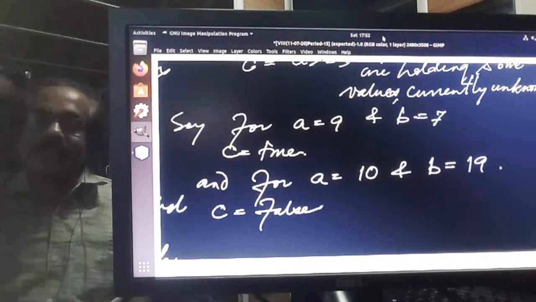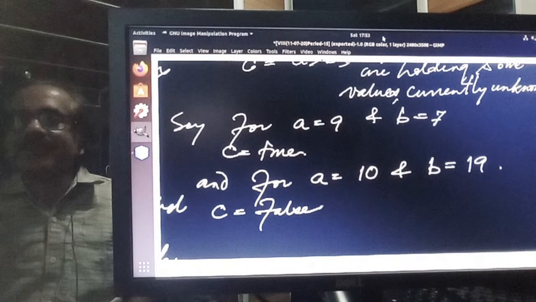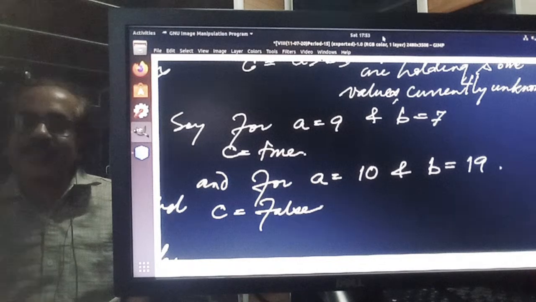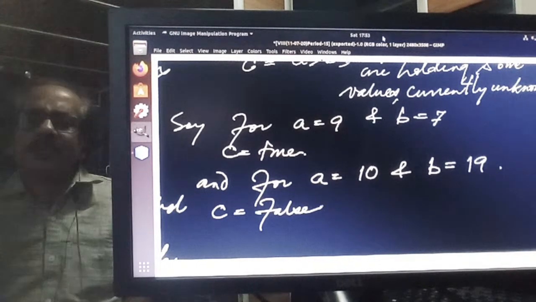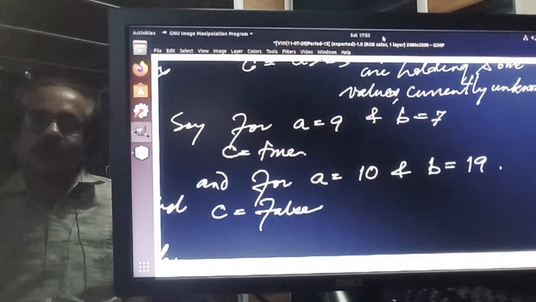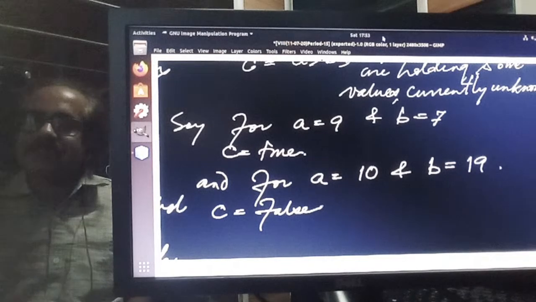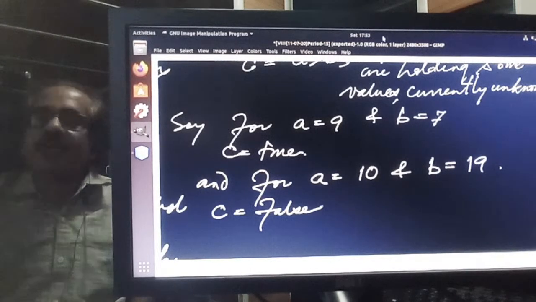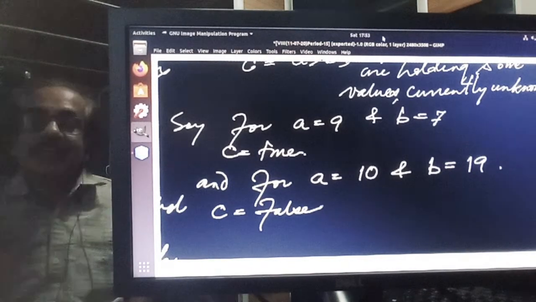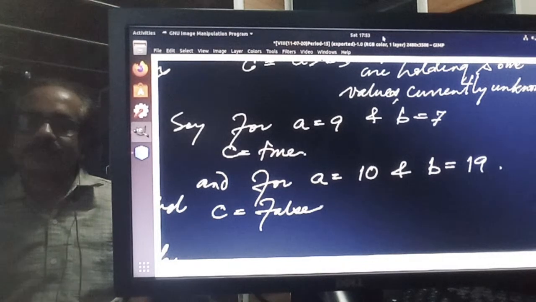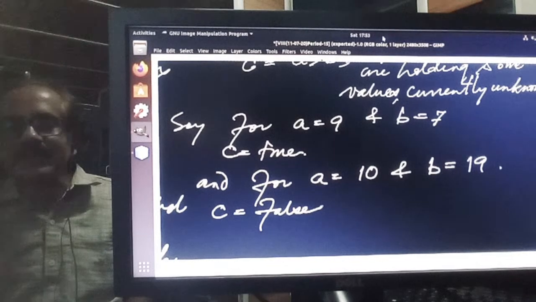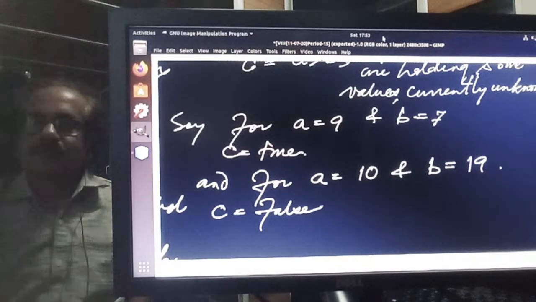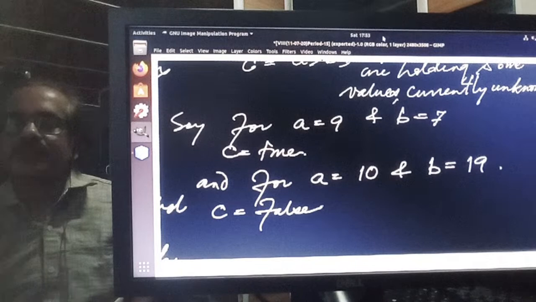As an example, A and B I am comparing: when A is containing 9 and B is containing 7, then A greater than B is true, because the value of A is greater than the value of B. But when A is containing 10 and B is containing 19, the same statement becomes false, because A's value is less than the value of B. So we can compare two quantities and the result of comparison is Boolean. So this is the final quote.